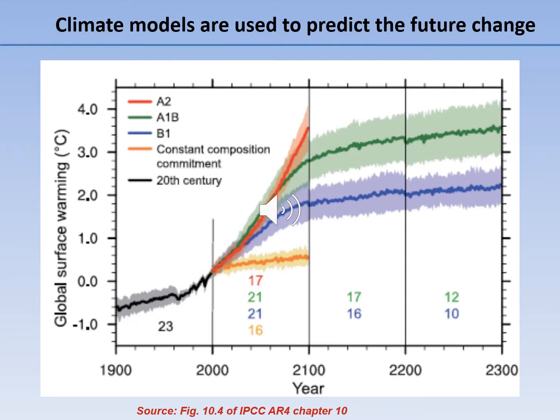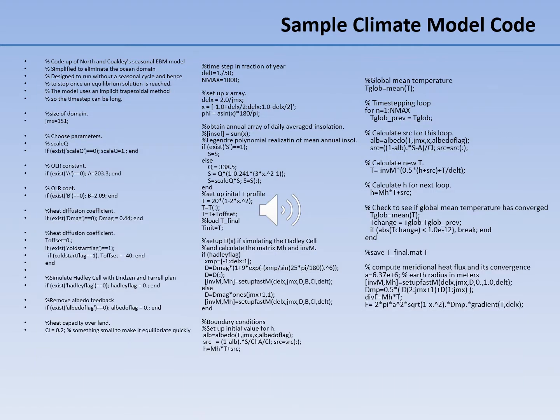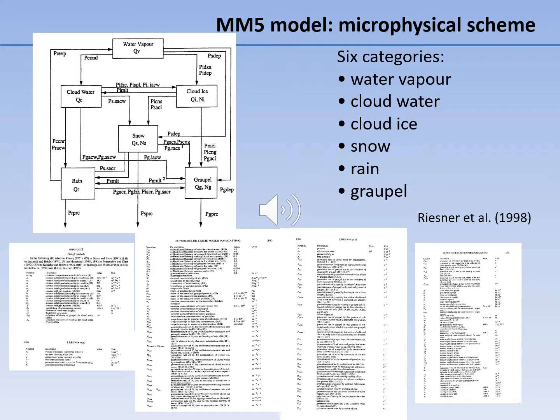As shown in the figure, multiple modeling scenarios show that the climate system is warming. Uncertainty over the effect of feedbacks is a major reason why different climate models project different magnitudes of warming for a given forcing scenario. This slide shows a sample of climate model coding to show you how the code is written.